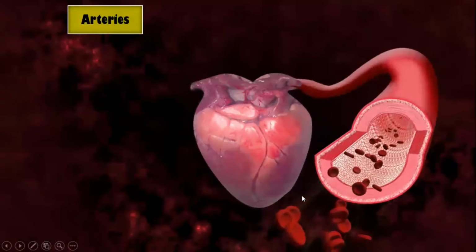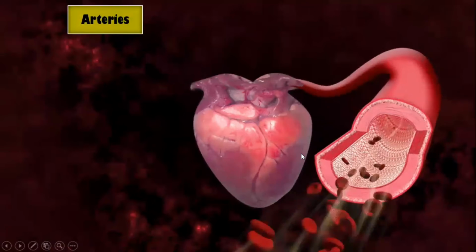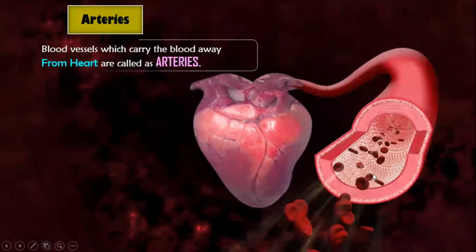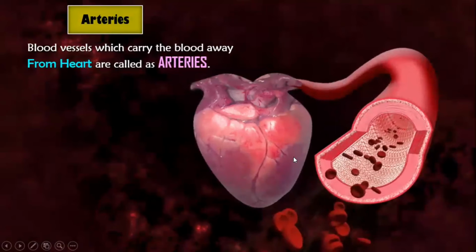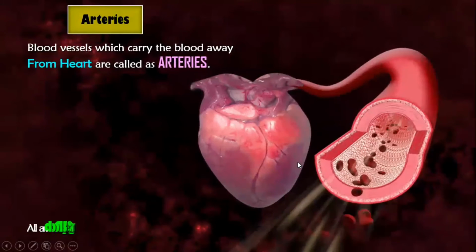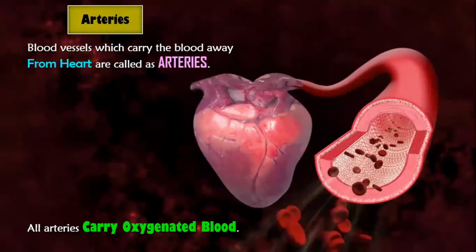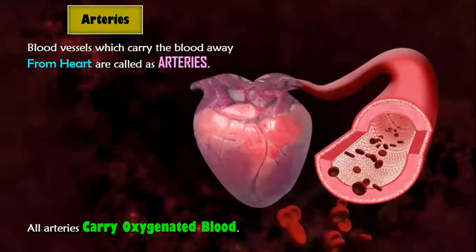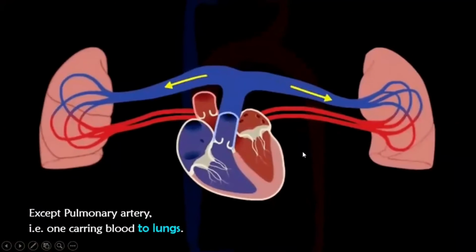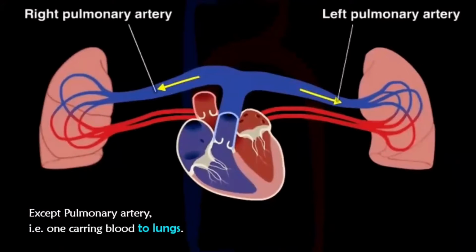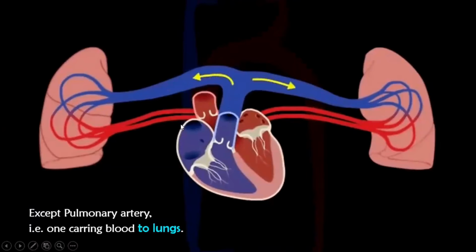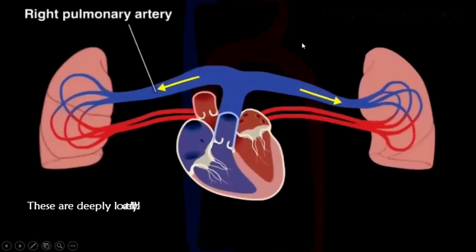First thing is we'll see the arteries. You can see the heart is pumping, blood is passing. Blood vessels which carry the blood away from the heart are called arteries. A very important point. All arteries carry oxygenated blood. So arteries carry oxygenated blood which goes to all parts of your body, except the pulmonary artery, which is the one carrying blood to the lungs. So the pulmonary artery only carries blood to our lungs.